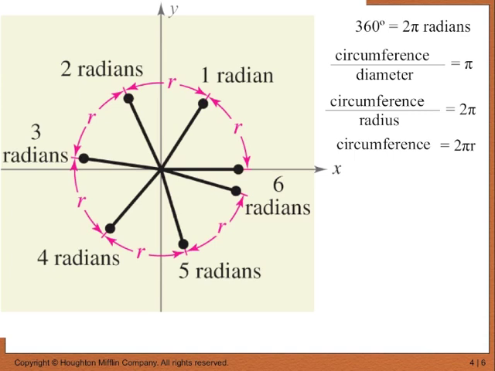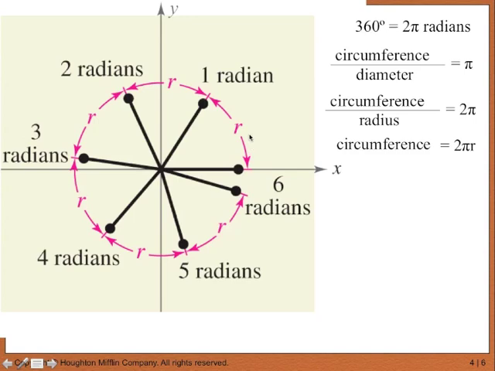This is how we get the formula for circumference of 2 pi r. It basically comes from the definition of pi as circumference over diameter. So if circumference is 2 pi r, well, let's look at what we have here at this circle. Notice how the arc lengths are labeled r because each arc length is equal to the radius.